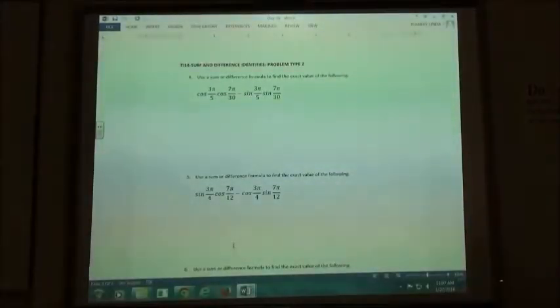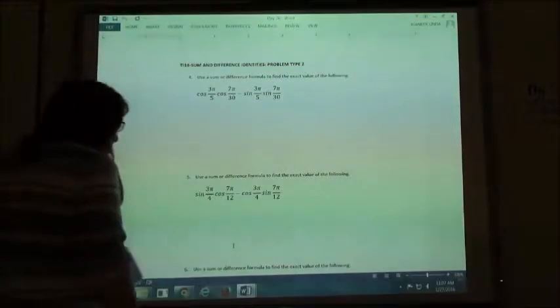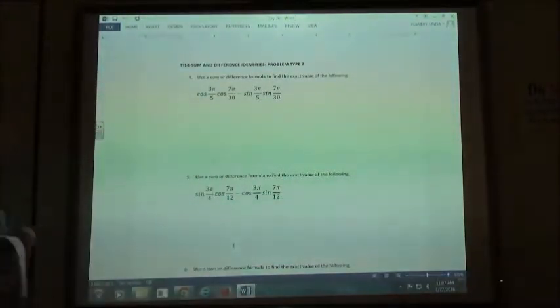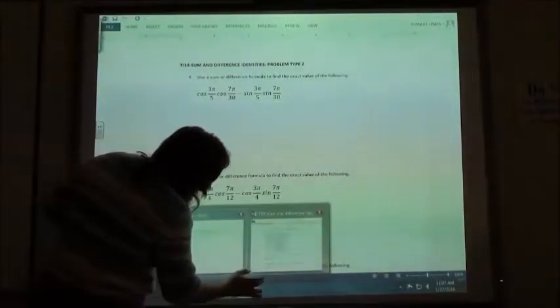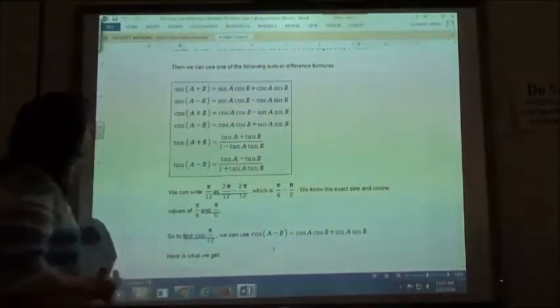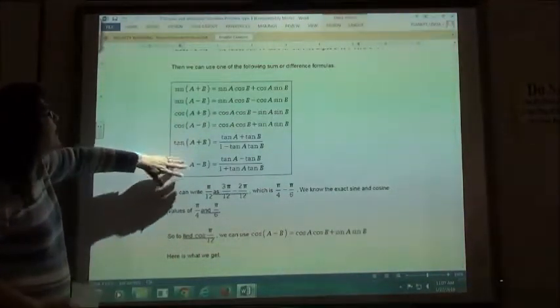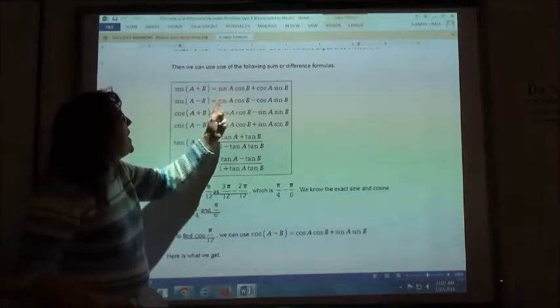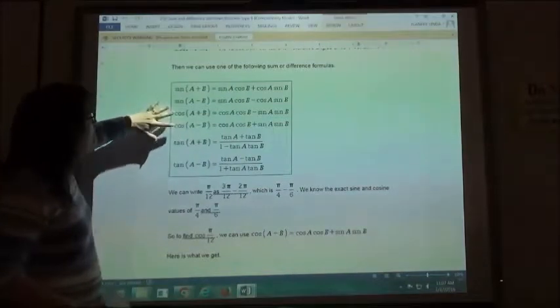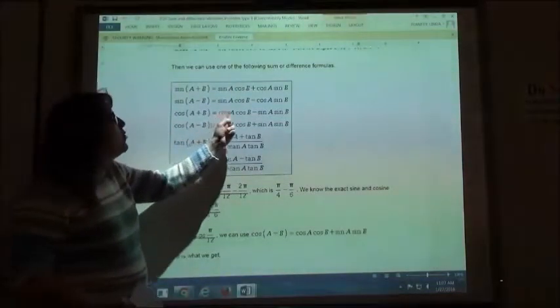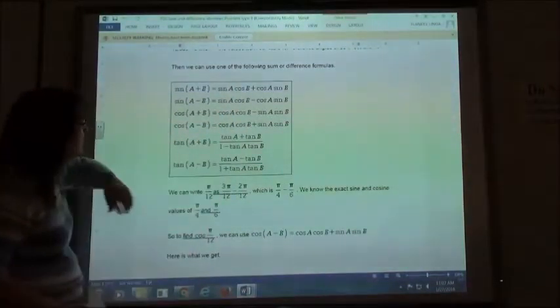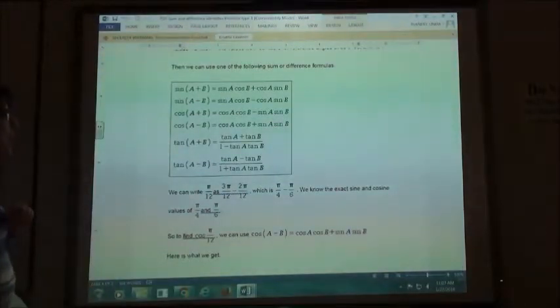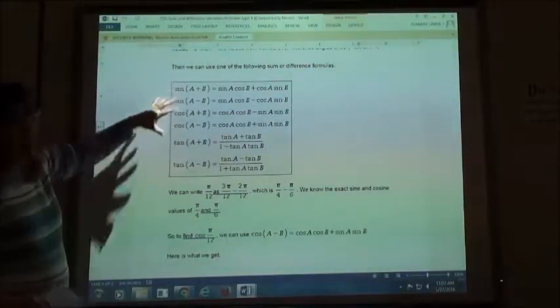Alright, sum and difference identities, problem type 2. Again, we're going to need the sum and difference identities as well as our table. If I hop over here to my note sheets, sum and difference identities, when you have the sine ones, you have sine, cosine, sine, cosine. For the cosine ones, they start off with cosine, cosine, cosine, cosine. Tangent ones are pretty obvious, but you'll want to keep those handy.